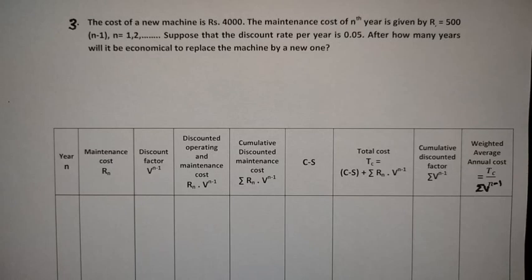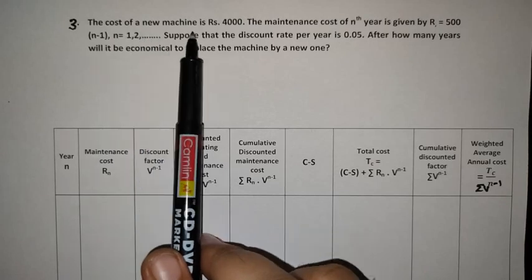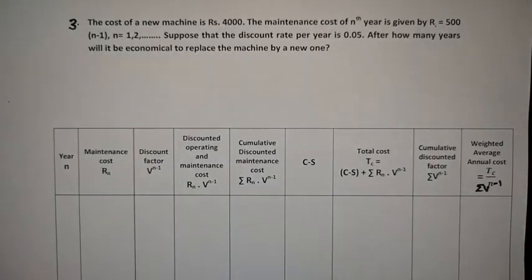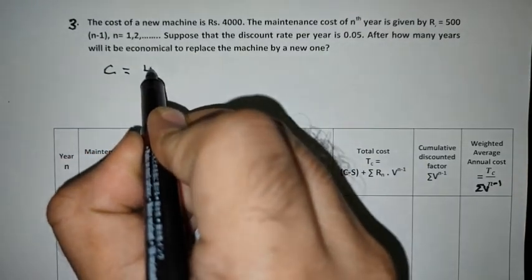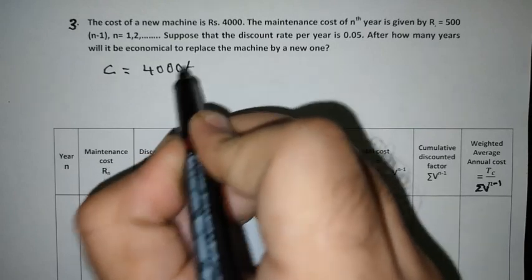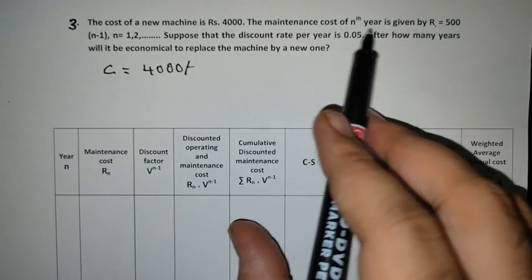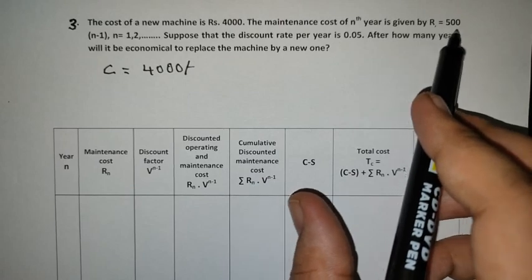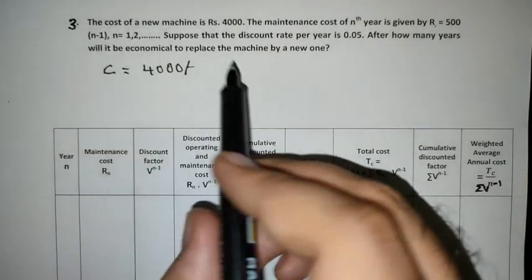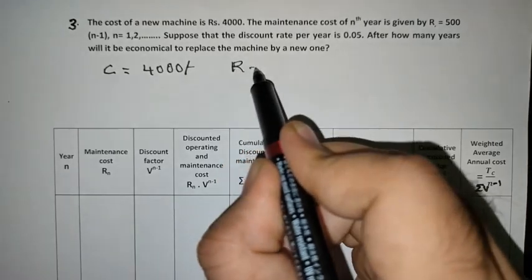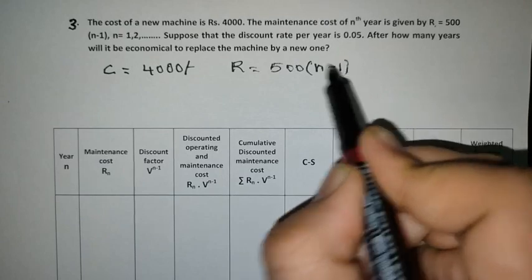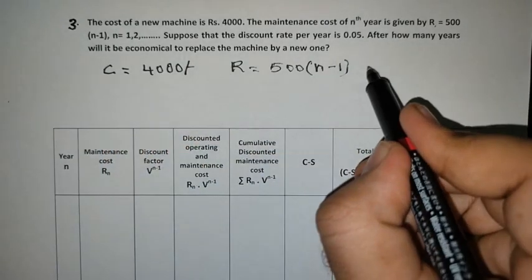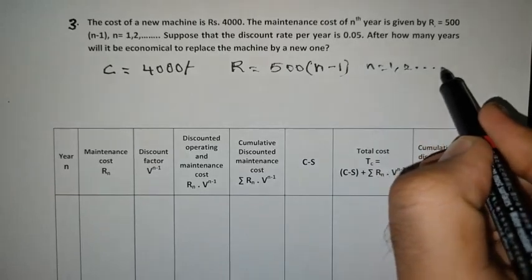So this is the third problem of the model. Now let us see here. The cost of a new machine was given, that is 4,000 rupees. So cost we can write as C, that equals 4,000 rupees. The maintenance cost of the nth year is given by R equals 500 into n minus 1, where n value goes from 1, 2 and so on.